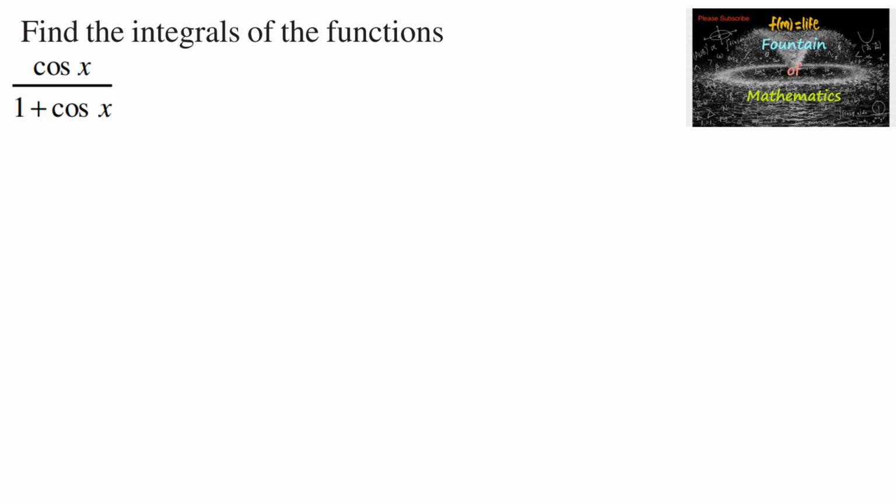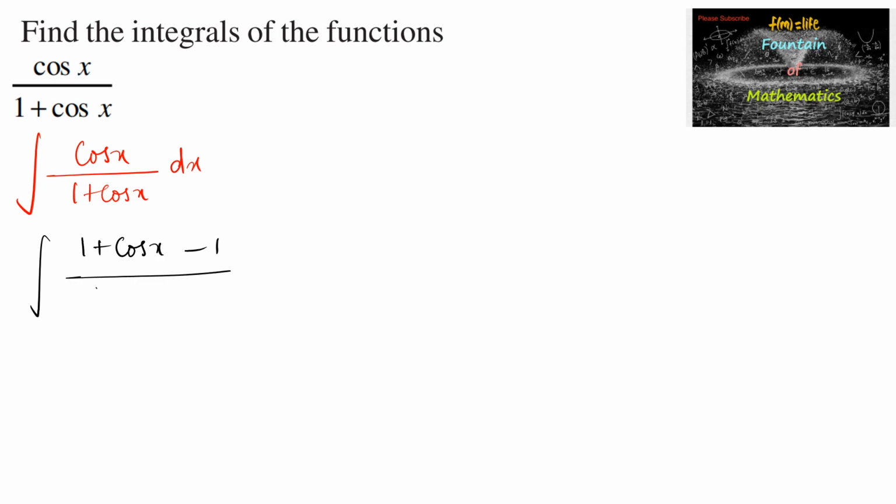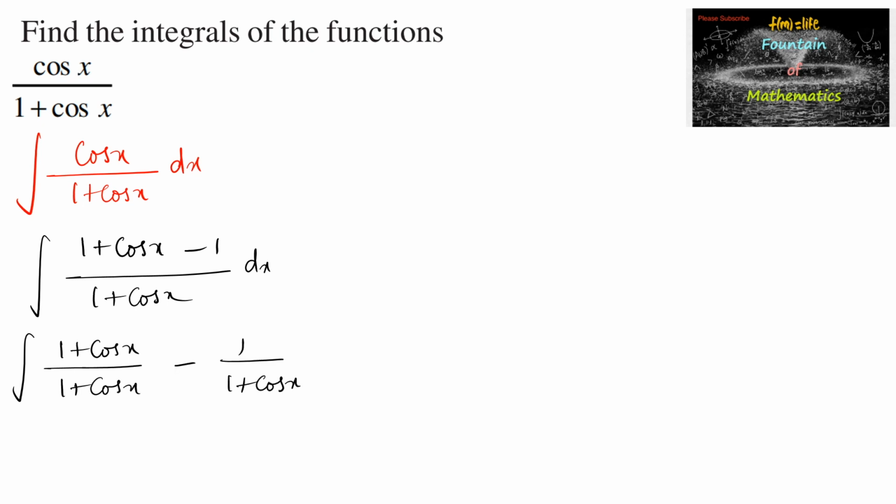Find the integral of the function cos x upon 1 plus cos x. So we can write integral cos x upon 1 plus cos x dx. So here in this case, let us add and subtract 1 in the numerator. 1 plus cos x minus 1 upon 1 plus cos x dx. So we can separate them. 1 plus cos x upon 1 plus cos x minus 1 upon 1 plus cos x dx.